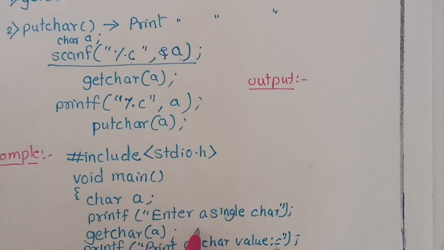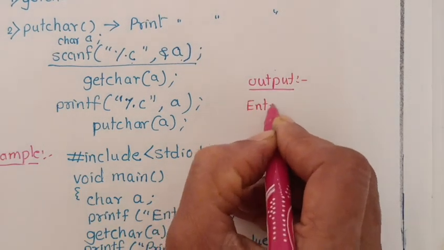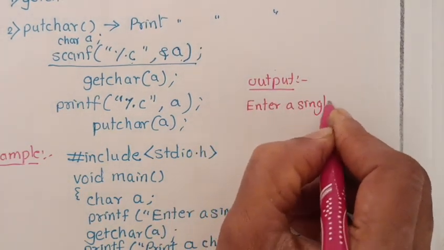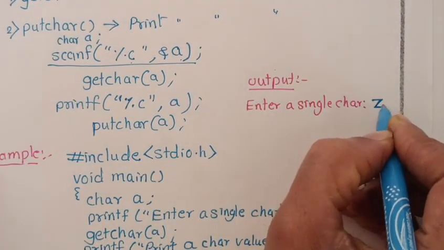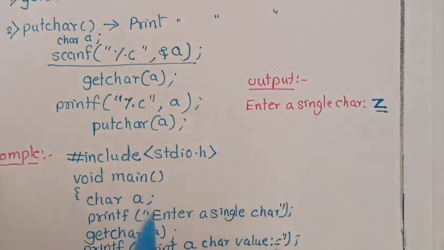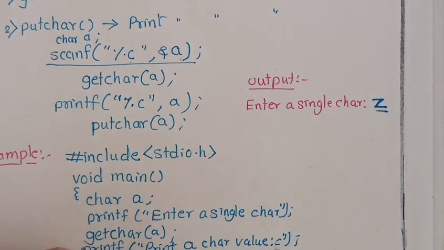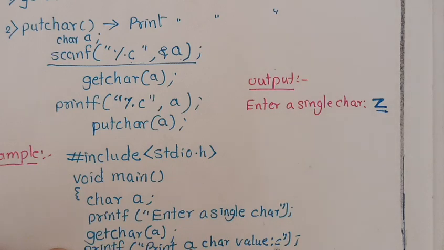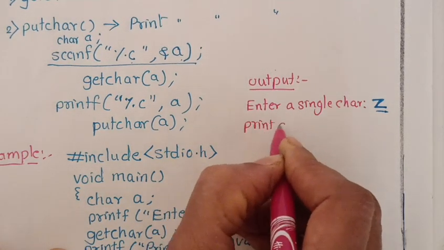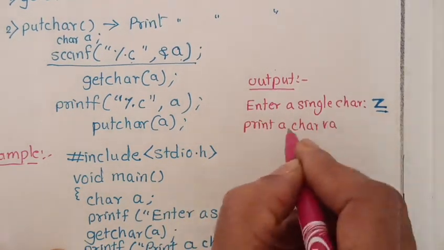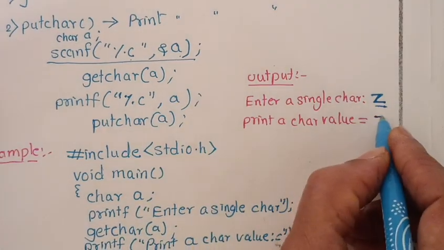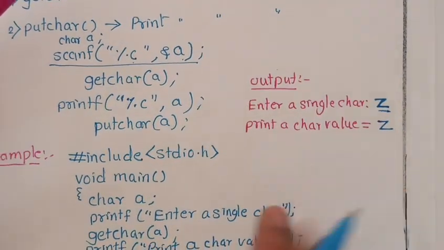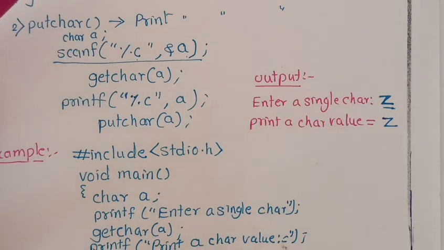So what will be the output here? First it will print the line, enter a single char. Suppose we type z here. Then z will be stored in the variable a. After that, printf prints the character value, equal to putchar a. So whatever is in the variable a, that is z, we print again here. So putchar and getchar are used for a single character only.